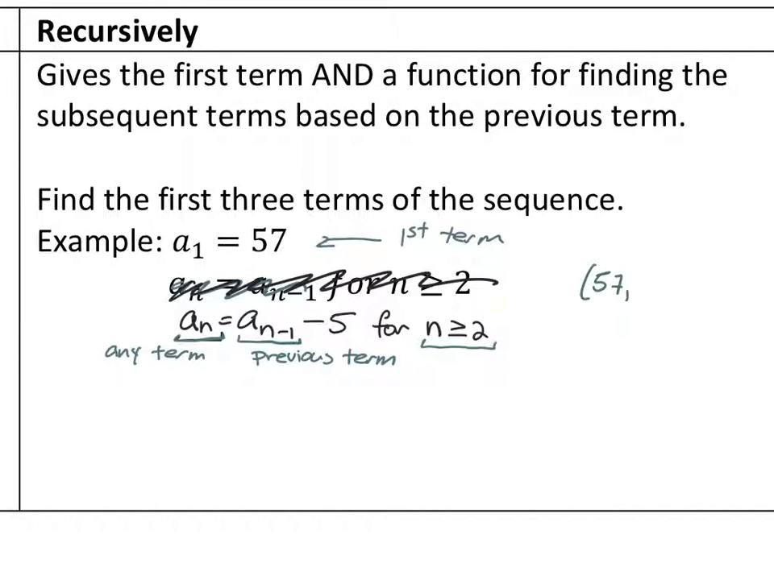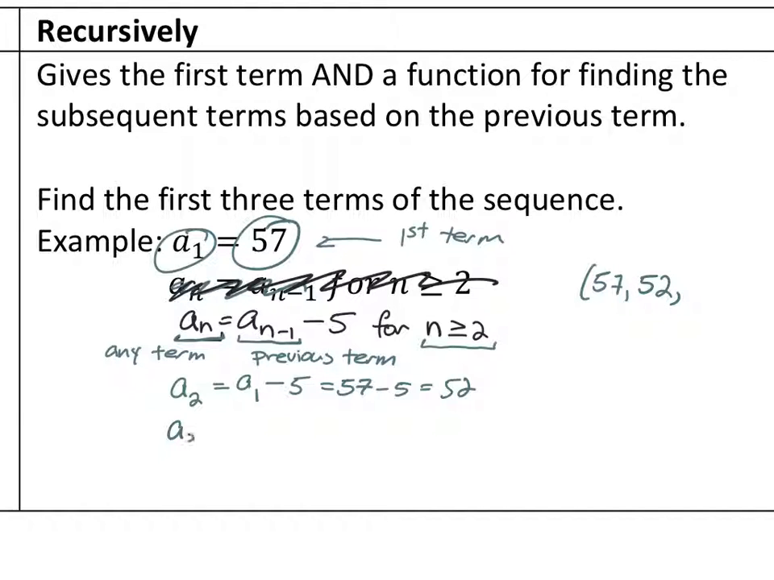Let's write this as a sequence. So how are we going to find our second term? Well, this is saying you can find the second term if you have a sub 2 minus 1. Well, a sub 2 minus 1 is the same as a sub 1, right, minus 5. A sub 1, well, what is that? That's 57. So take 57, subtract 5, and we get 52. So the next term is 52.